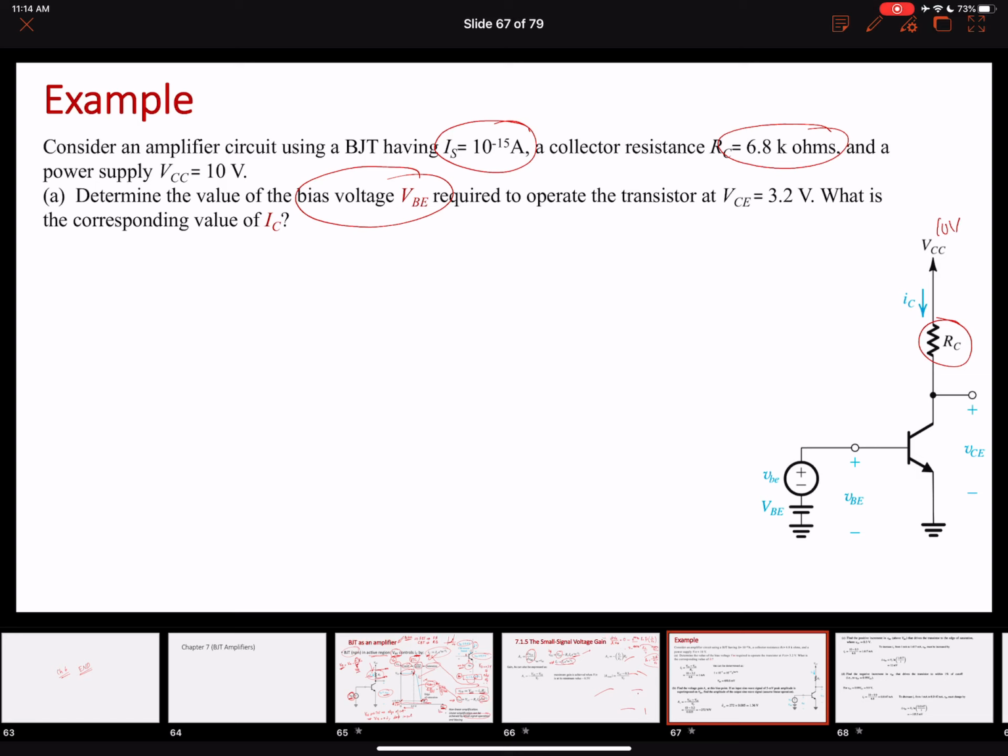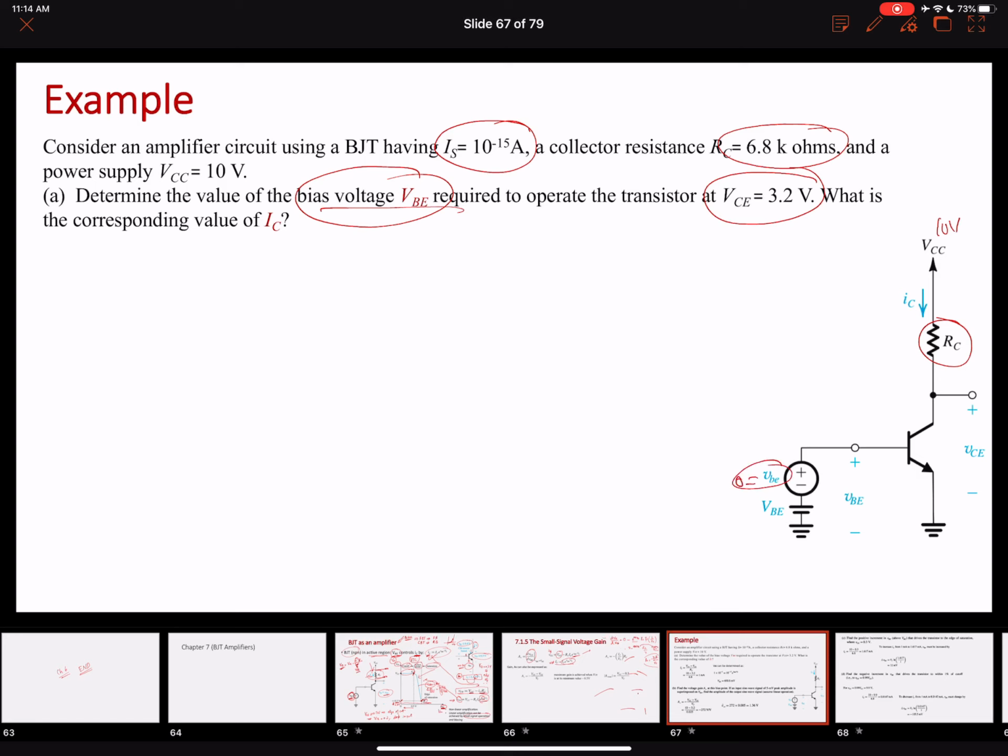Required to operate the transistor at VCE. So we have a voltage VCE given as 3.2 volts, and the bias voltage VBE, we need to find out. Also, we need to figure out the corresponding collector current. In order to solve this example, we want to find the bias voltage for the emitter-to-base junction when the resulting collector-to-emitter voltage at that bias will be 3.2 volts. So this bias voltage indicates that our time-varying component can be 0 for part A.